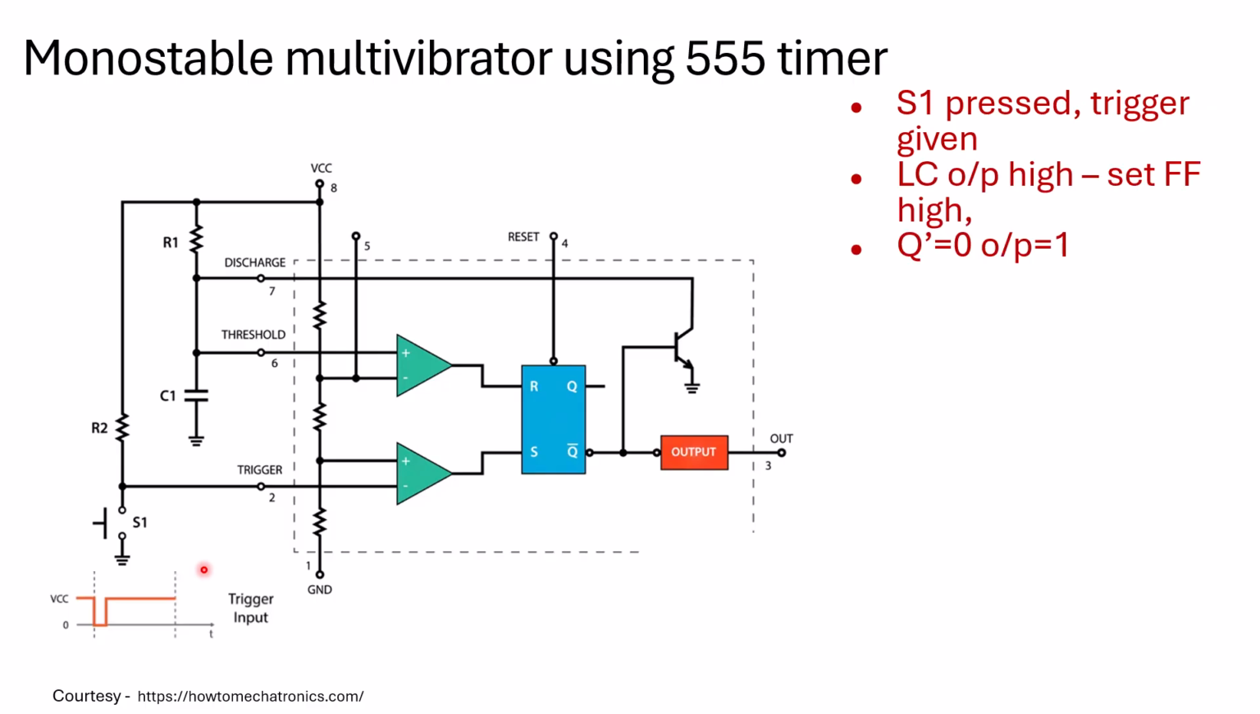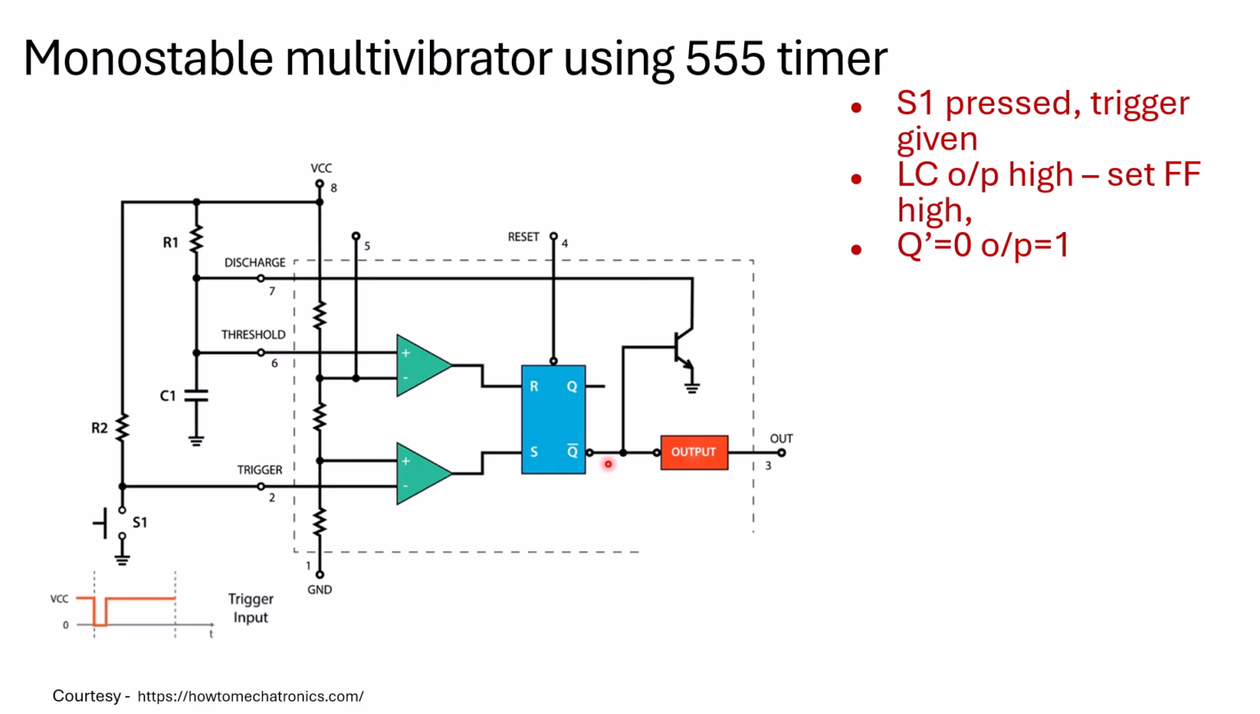When trigger input is given, what will happen to your lower comparator? All the current from the VCC will flow to ground. It will not go to the lower comparator. So now in the lower comparator, 1 by 3 VCC will be higher. When 1 by 3 VCC is higher, this output will be set to 1. So the set pin of your flip-flop will be high. When the set pin is high, Q will become 1, Q dash will become 0. When Q dash becomes 0, this output 0 is fed to the output. This is an inverter, so your output will become 1.